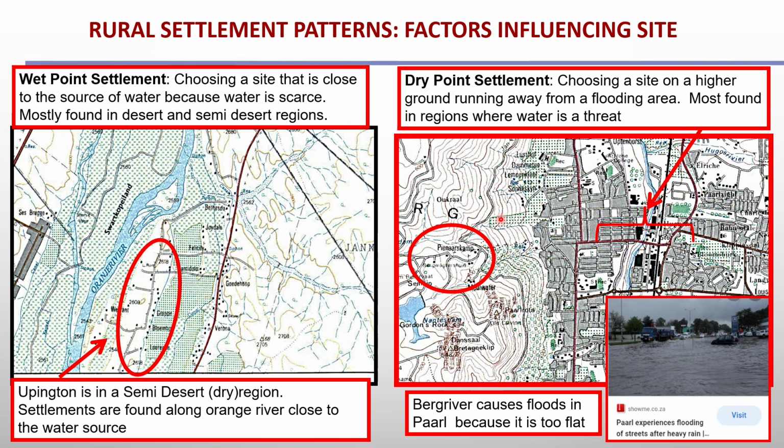So wet point: water is scarce, so people settle close to a water source, close to a wet point. Dry point: you can see here there's a big dam. Now water becomes a threat, it's too much. So people settle on high ground, away from the water source.